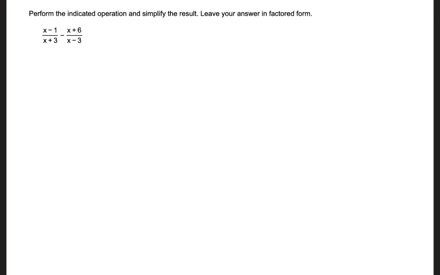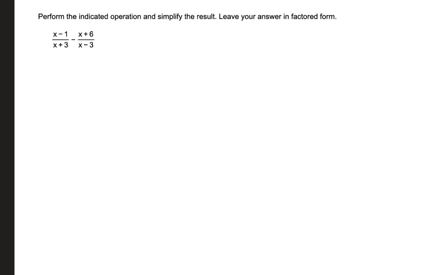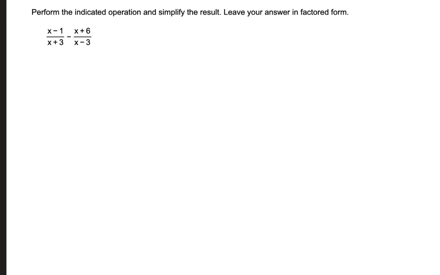All right, let's keep going. Perform the indicated operations. This is just subtracting fractions. You have to get a common denominator, so let's look.